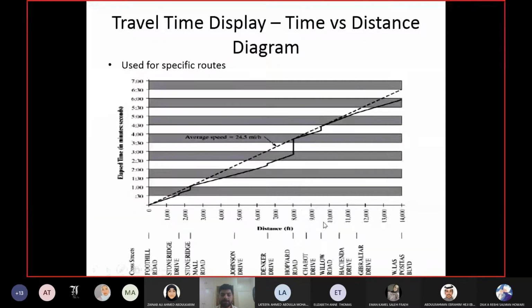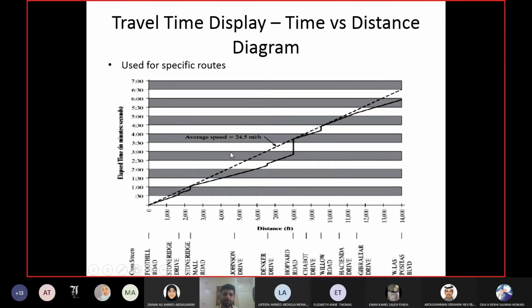Okay, so this is another representation of travel time data, which is known as the time-space diagram or time-distance diagram. So on the y-axis you have time, on the x-axis you have distance. In some other books they have reversed it as well, so distance on the y-axis and time on the x-axis, but it doesn't matter.